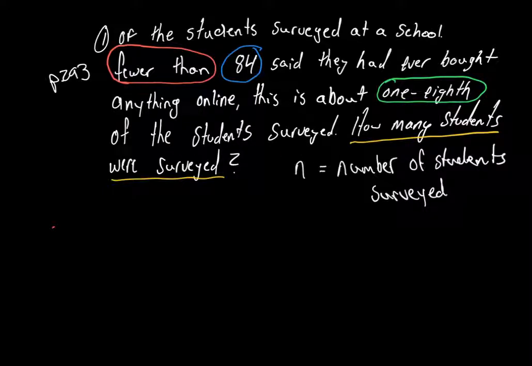So now it comes to just putting the problem together in a way that I could solve for n. So I'm going to go back up here to the fewer than 84. I know this is long, okay?